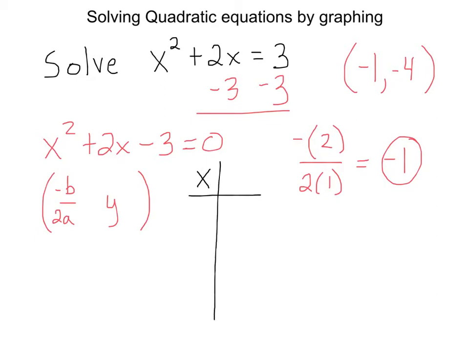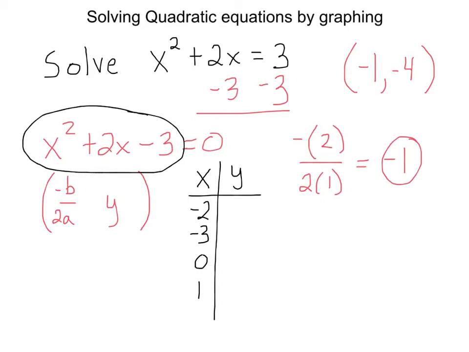So I need to create a t-chart. So I'm going to have x here and y here. And I need to plug 2 points to the left of negative 1. So negative 2 I can plug in, and negative 3. And I need to plug 2 points to the right of negative 1, so that would be 0 and 1. Okay? Now, guys, don't take your time to plug them in. Go to y equals in the calculator. Put the function in. This one right here. Look at the one I'm circling in black. Put it in for y equals. And then go to the table.